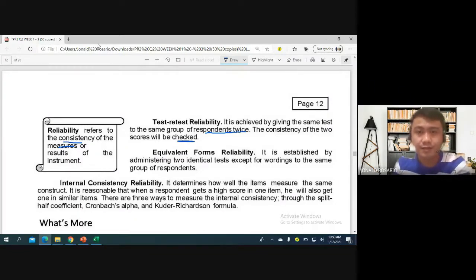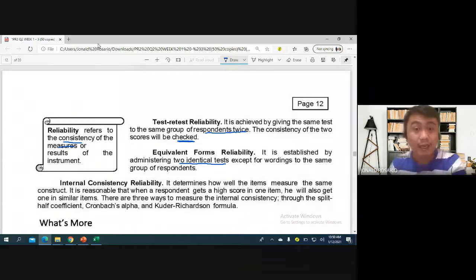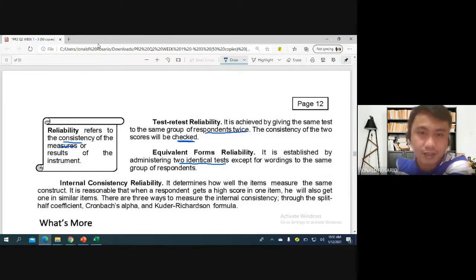That's test-retest reliability. Equivalent forms reliability naman, it is established by administering two identical tests, except for wordings, to the same group of respondents. Doon sa test-retest reliability, pre-test tsaka post-test: magte-test sila, and then after siguro how many days, magte-test ulit. Tignan natin kung may consistency doon sa scores nila.